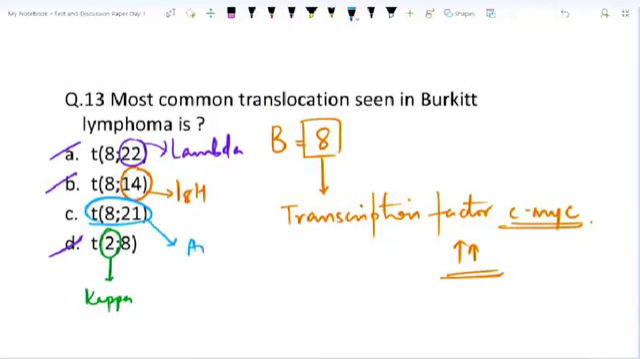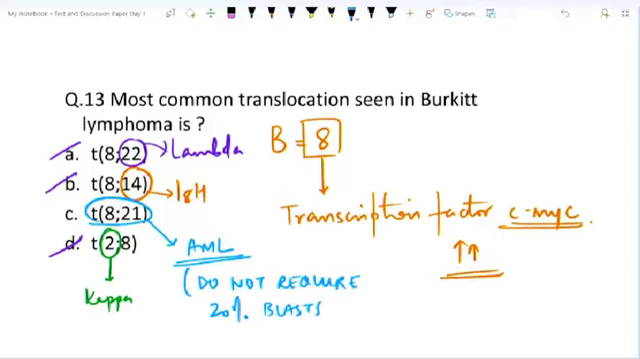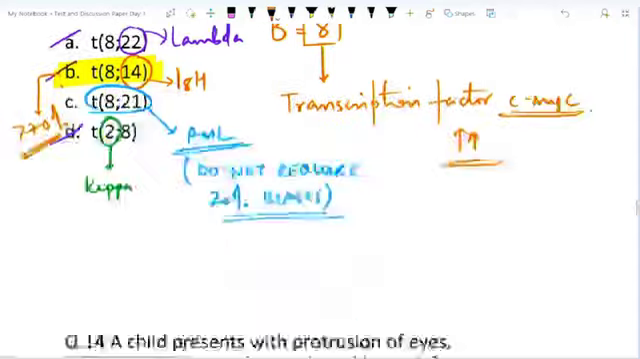The t(8;21) is seen in AML, and you do not require 20% blasts here to call it AML. So I'm just giving you an extra point there. Now out of these, please remember that translocation 8;14 is seen in more than 70% of cases. So that's our answer. The most common translocation is 8;14.